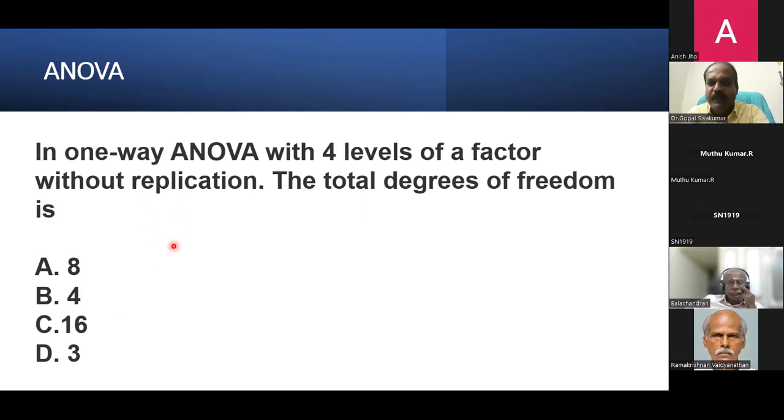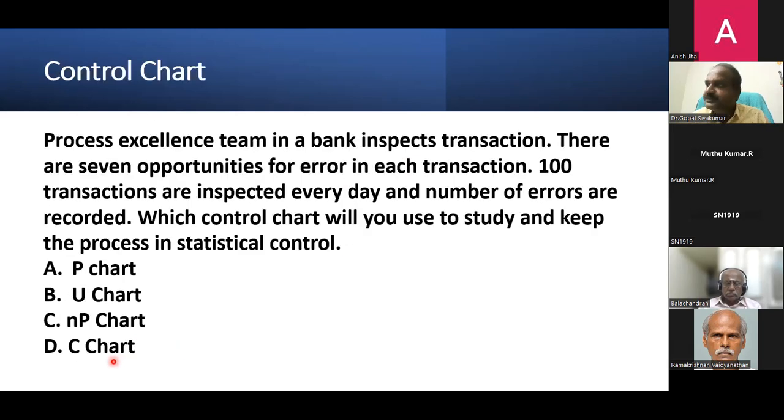In one way ANOVA, with 4 levels of a factor without replication, what will be the total degree of freedom? 3, 4 minus 1, 3, sir. Hope all of you understand this, right? In order to comment about total degree of freedom, you should know the total number of experiments. In this case, the total number of experiments is 4. So 4 minus 1 is 3.